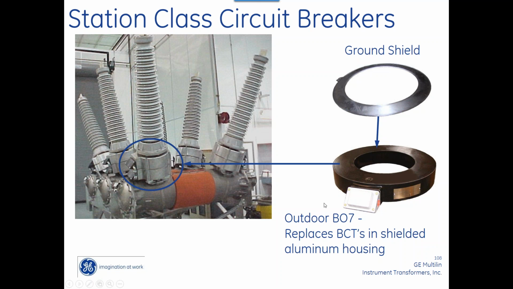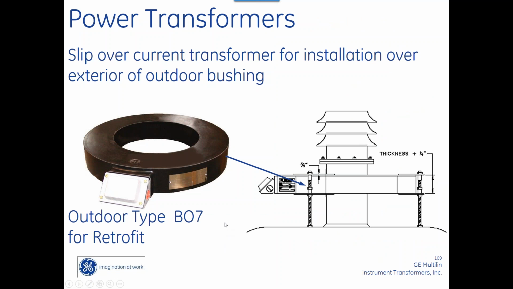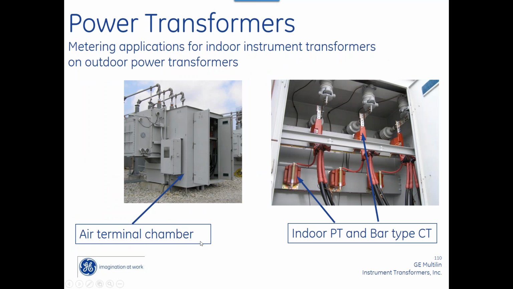Here's a bushing CT, station class. So that actually goes in this housing right there. Flip over current transformers, sometimes they'll mount them over. B07s are real popular for retrofits. Here I'm showing some PTs and some CTs. This is a 5 kV application. Here they went with a bar type CT. If you want to save money and you've got the insulation, you could use a 600 volt CT. Here's an air terminal chamber where they mounted those.